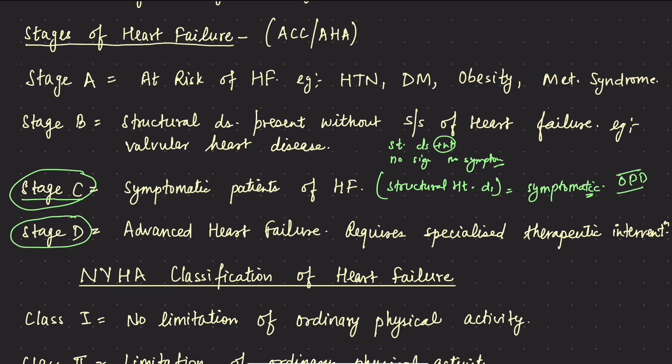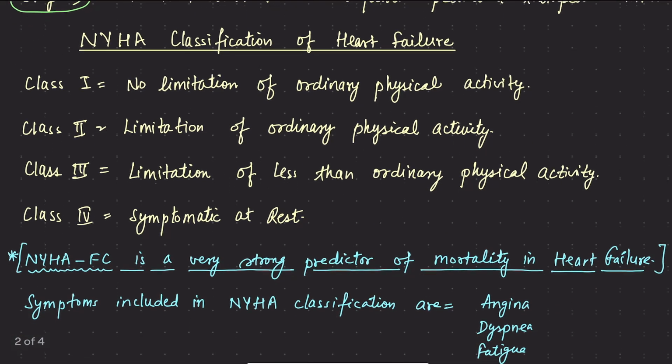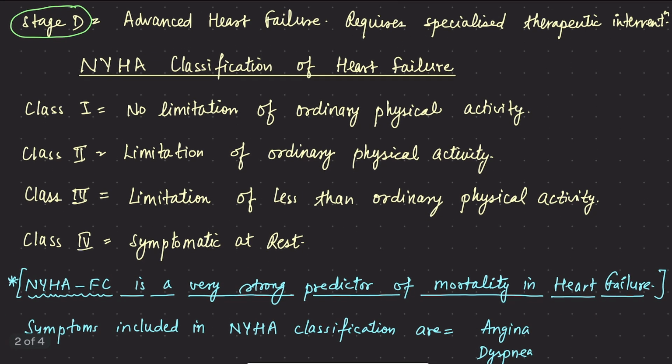And stage D is at the same time recurring. You treat the patient, they again land up in heart failure. You treat the patient, again they land up in heart failure, and that too at very rapid intervals. And it requires some specialized treatment. Specialized treatment can be some resynchronization therapy, or they may require heart transplantation itself. That is advanced heart failure. Means the simple medications that you give to a stage C heart failure patient will not work in advanced heart failure. I mean, despite the medications, the patient is still symptomatic. That is advanced heart failure.